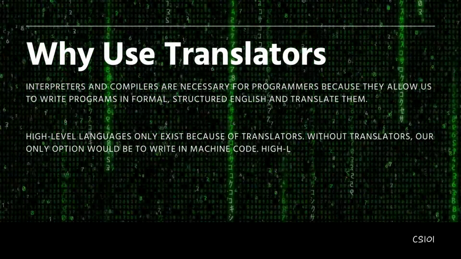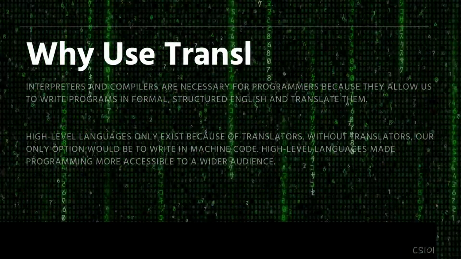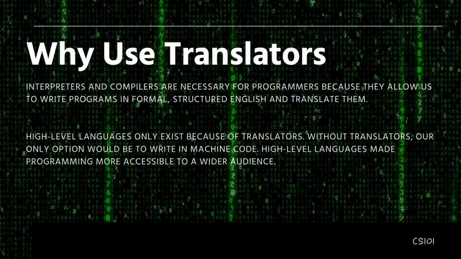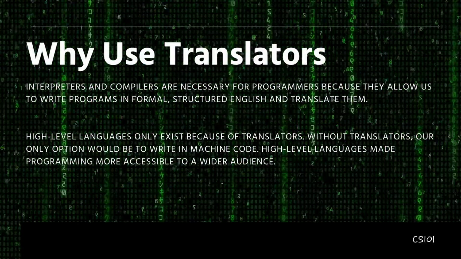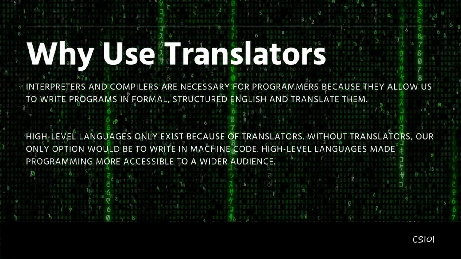Interpreters and compilers are necessary for programmers because they allow us to write programs in formal, structured English and translate them. High-level languages only exist because of translators. Without translators, our only option would be to write in machine code. High-level languages made programming more accessible to a wider audience.